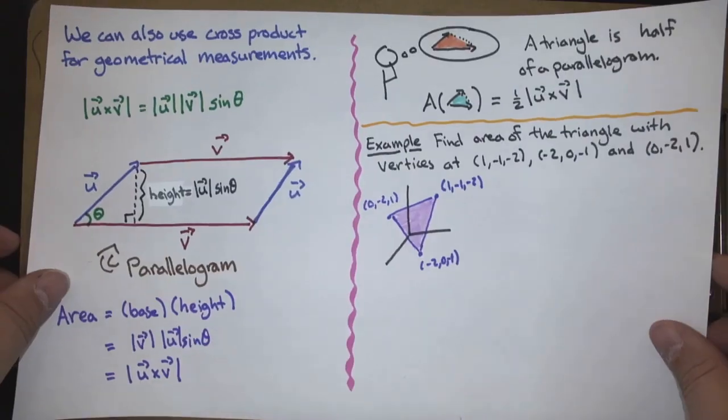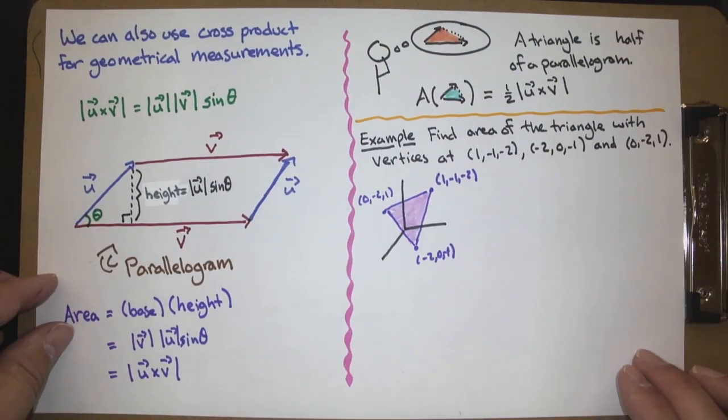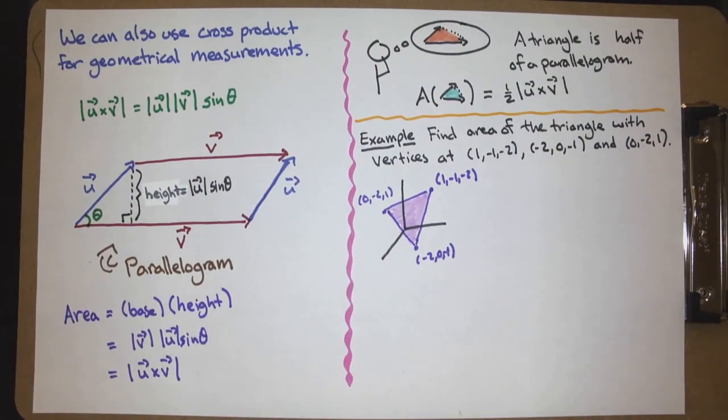which is to say, we can also use cross product for geometrical measurements. And that's dealing with the magnitude side. Now, the majority of the time when we use cross product, we're going to be using it for its direction properties, for making perpendicular things. But in a few cases, and this will happen, we use it for its magnitude properties. So we said the magnitude of u cross v is the magnitude of u times the magnitude of v times sine theta. So how does that help us?